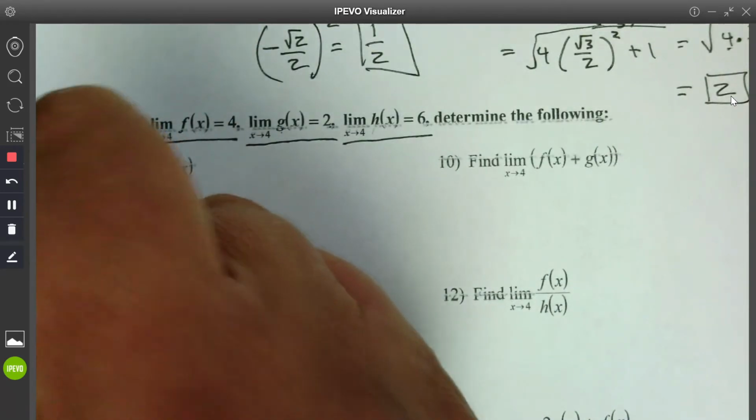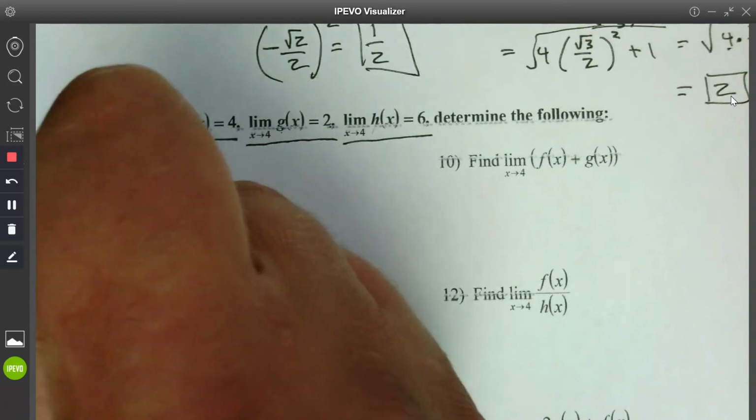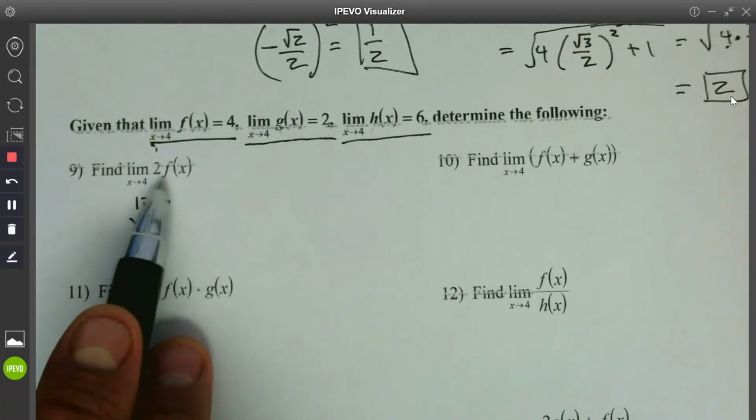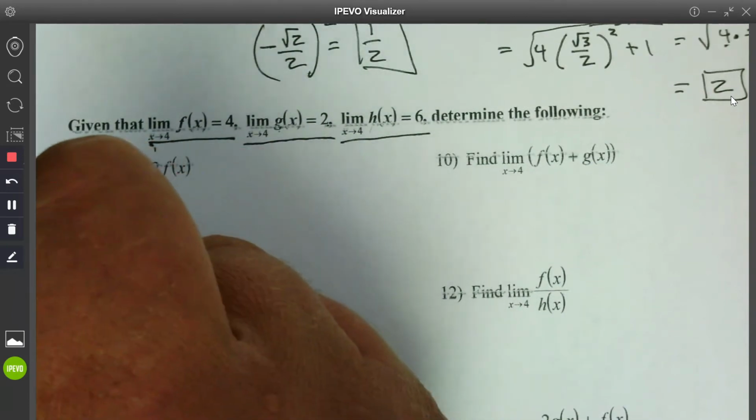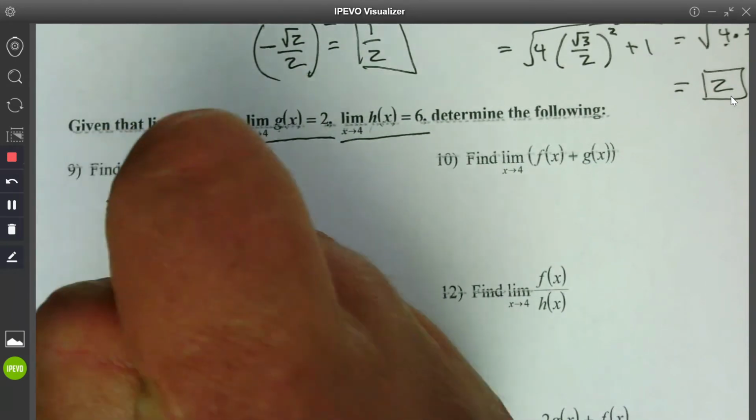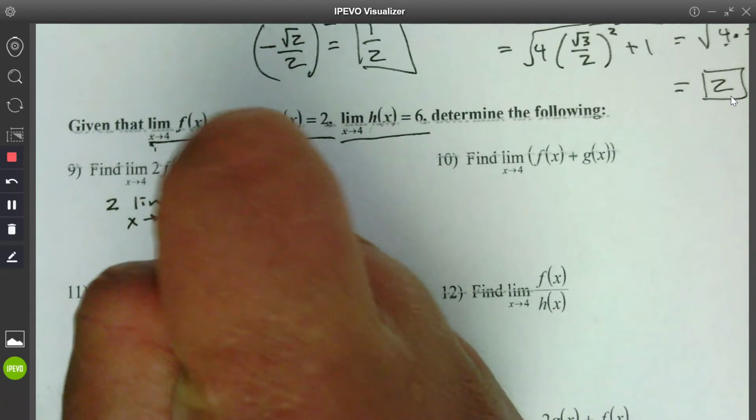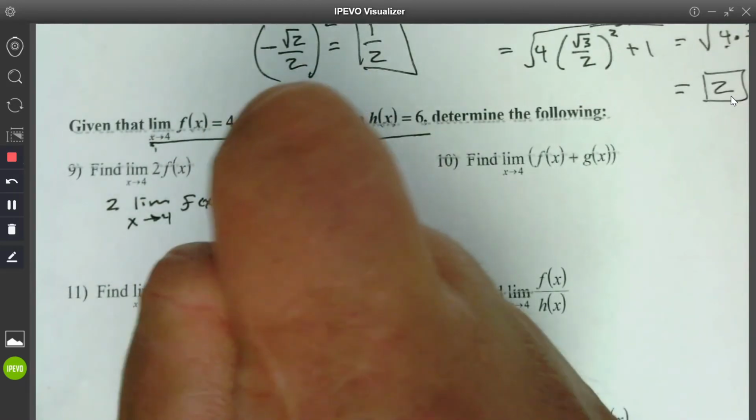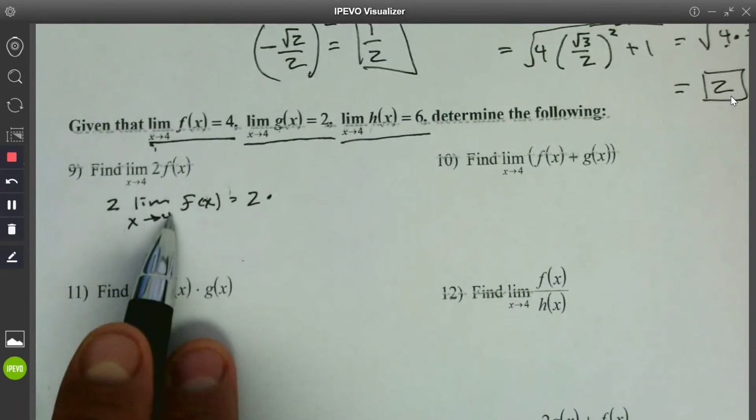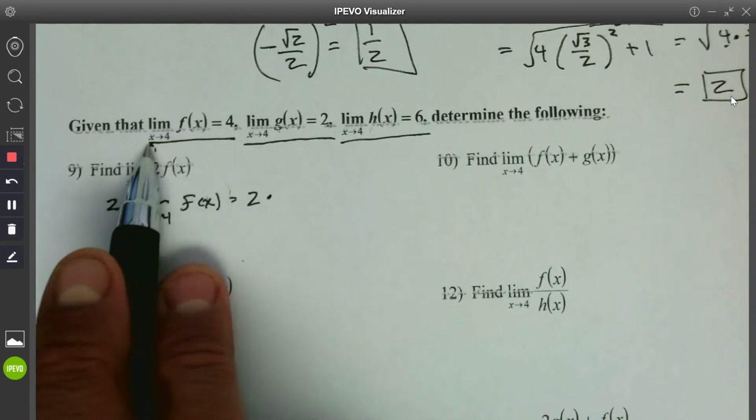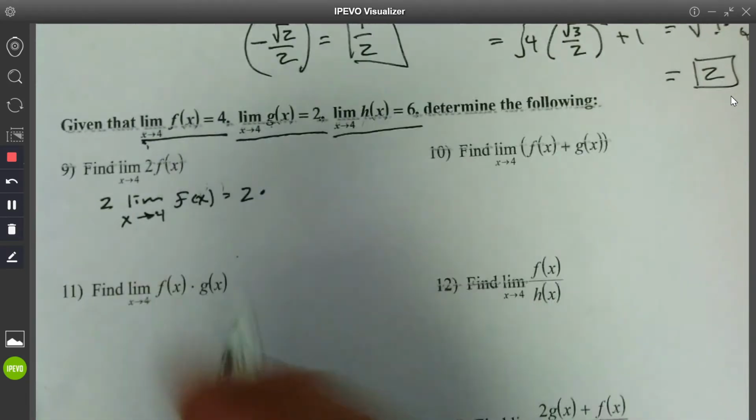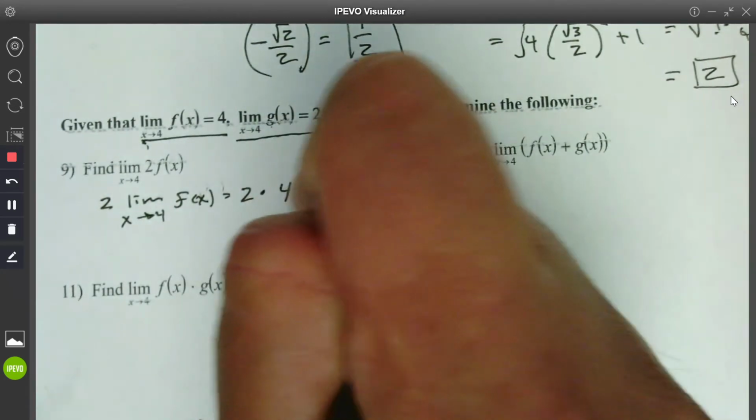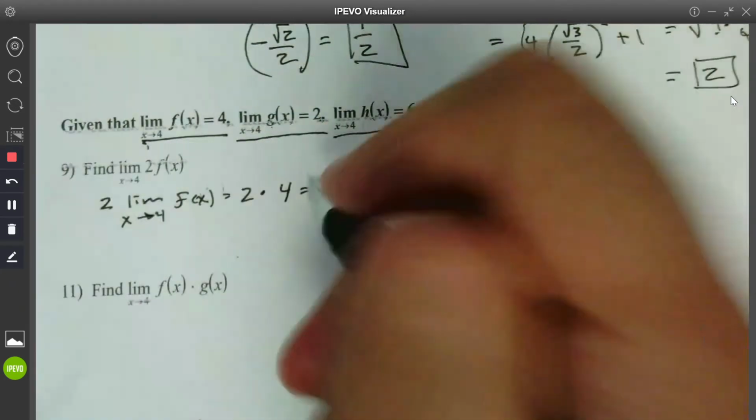Now when we're doing limits, I'm going to use the property. I'm going to write these out. So this scalar of 2, we can bring it out in front. So I can write this as 2 times the limit as x goes to 4 of f. So that's the same as 2 times, well, we know what this limit is, right? Because it tells us up here. The limit as x goes to 4 of f is equal to 4. So this whole part here is going to become a 4. So we end up with 8.